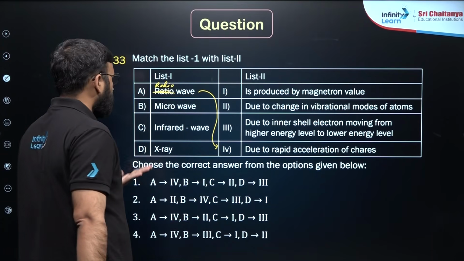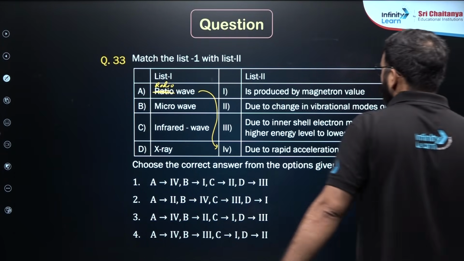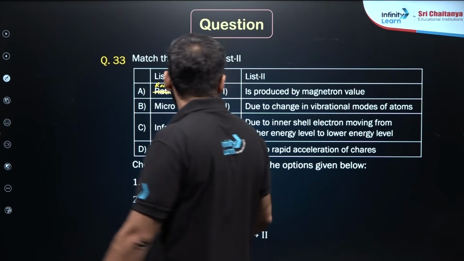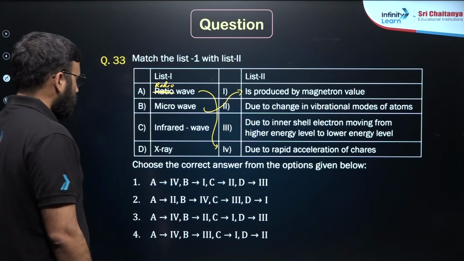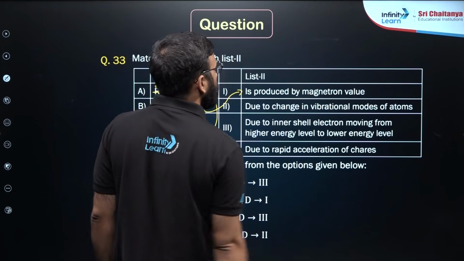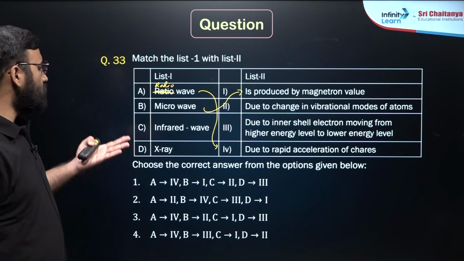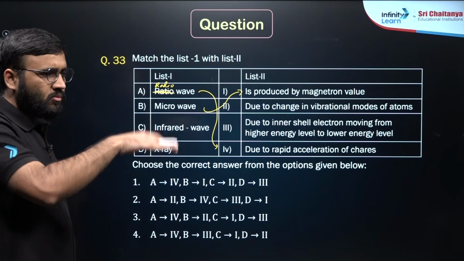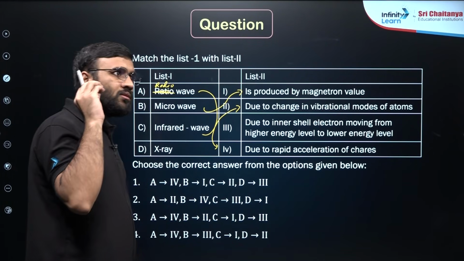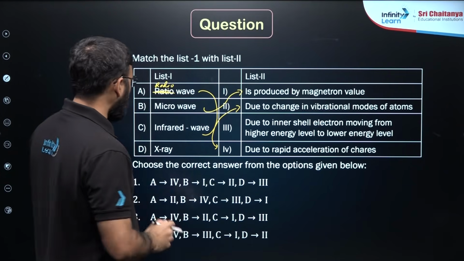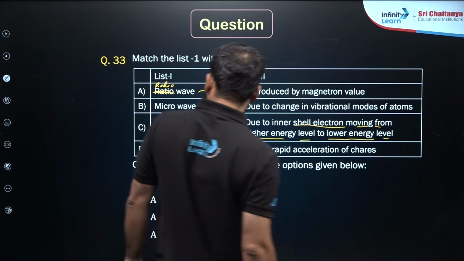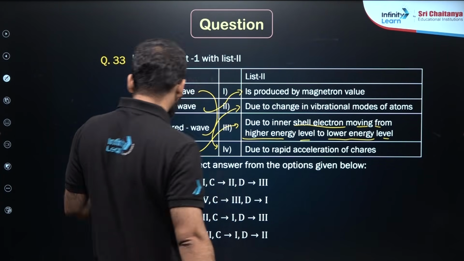Second one is microwave. Microwave is produced by magnetron valve. Third one is infrared. Infrared is due to the vibration mode of atoms, so the vibration mode of the atoms means option 2. Next one, X-ray. X-ray is produced when an electron moves from higher energy to lower energy, due to the inner shell electron moving from higher energy level to lower energy level. So first one with fourth.